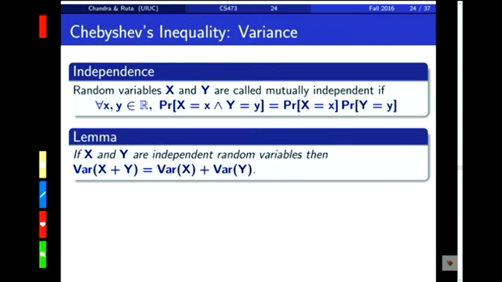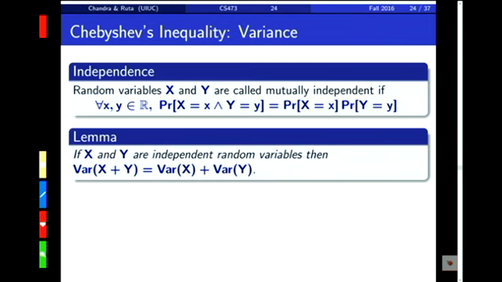I also need somehow the independence of random variables. So x and y are called mutually independent if for any possible values x and y, the probability of X getting this small x and Y getting this small y is just the product of the probability that X is small x and the probability that Y is small y. If this happens for all x, y, then we say that these two random variables are independent. This is almost exactly the same as independence of events.